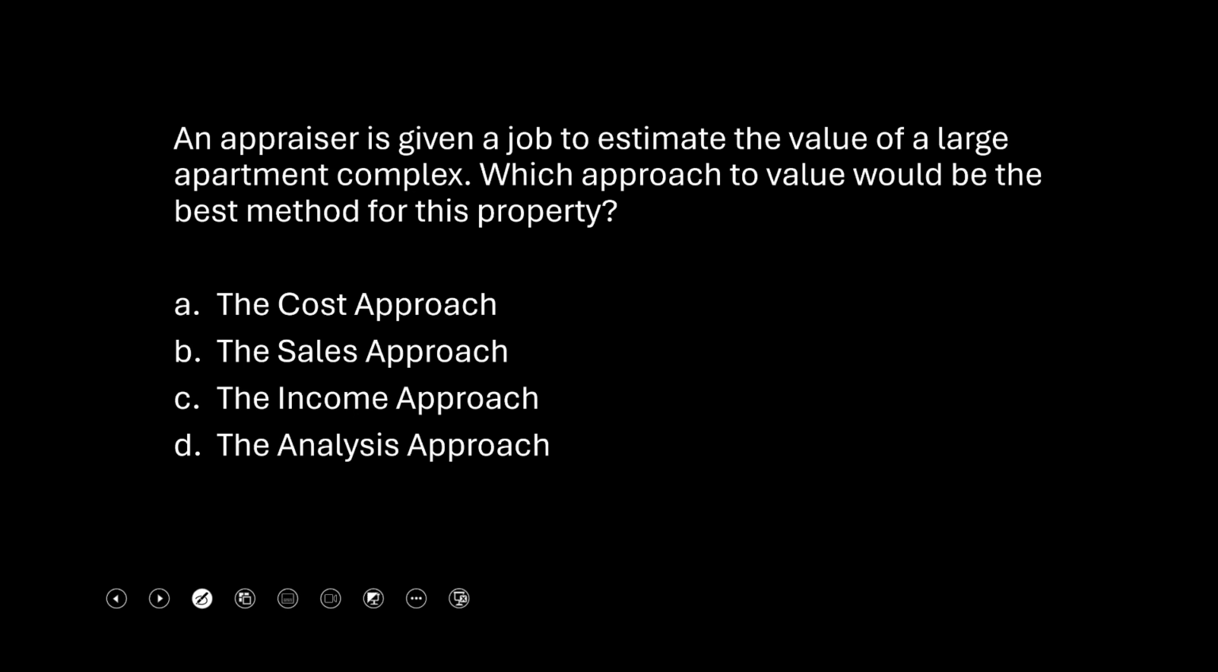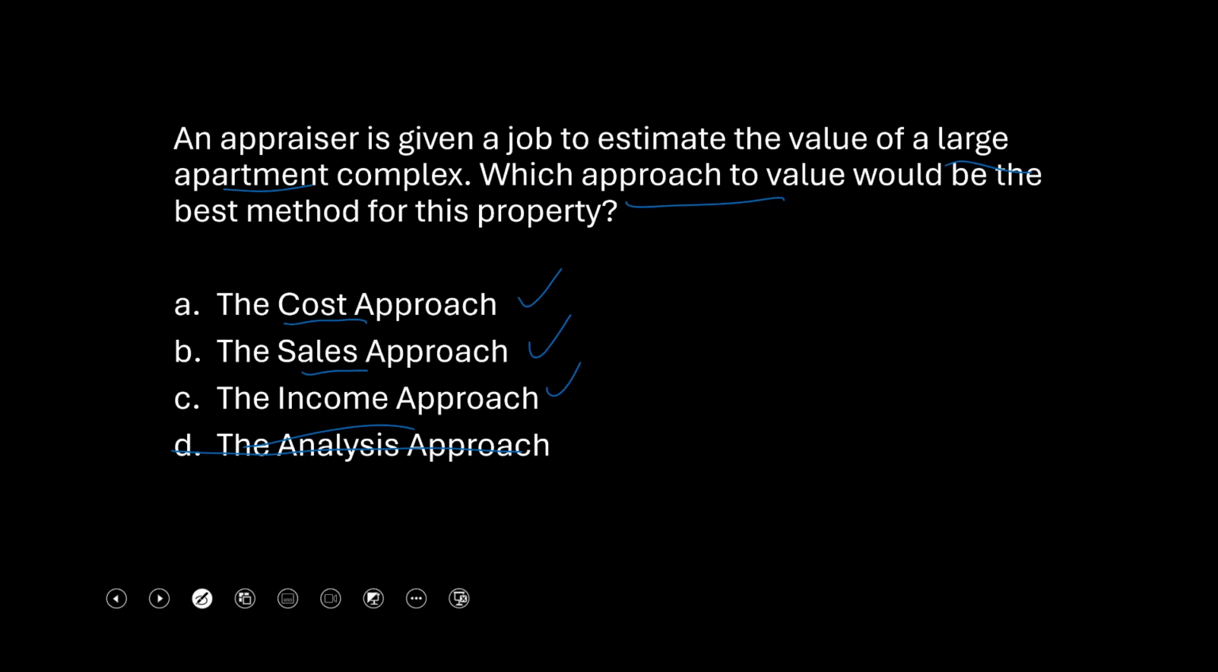All right, so we're talking about approach to value. So the three methods that appraisers use. And if you remember correctly, it's cost, sales, and income. So we can eliminate this one. So we're left with these three, cost, sales, and income approach. So let's go back to the question. This is for a large apartment complex. So let's look at the three methods. Cost approach, what's that best for? And then sales approach, what's that best for? Income approach, what's that best for?